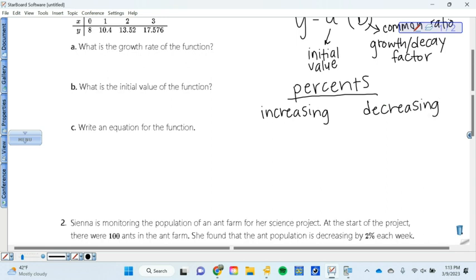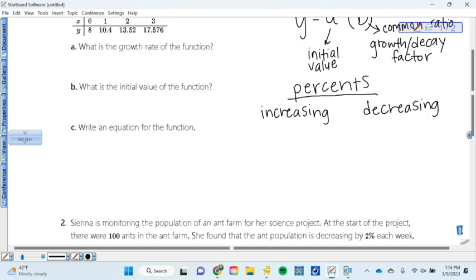I want you to read numbers 2 and 3 on your paper there. Tell me which problem is increasing and which one is decreasing. Read through. Number 2, Sienna and the ant farm. What's happening to the population of the ant farm?